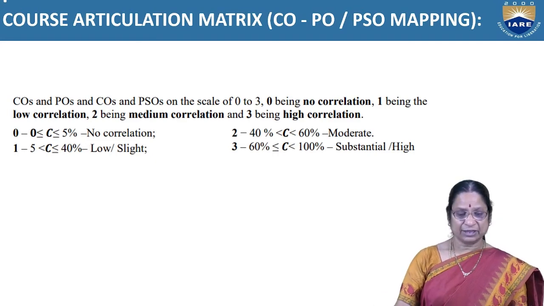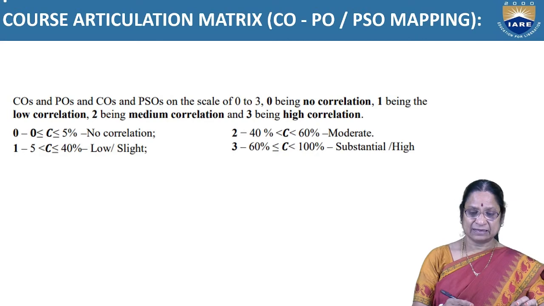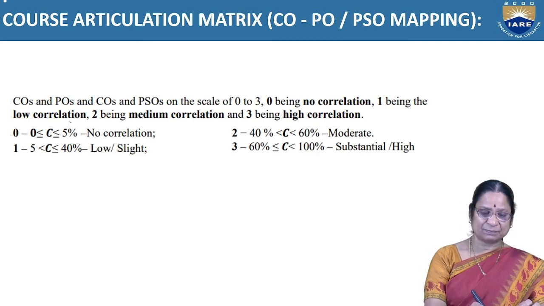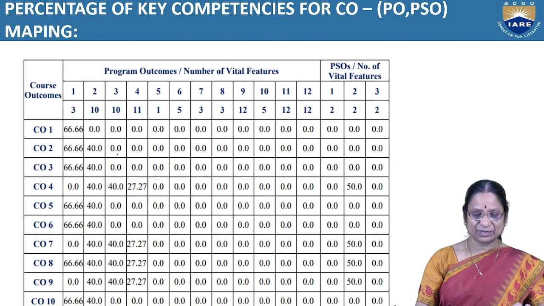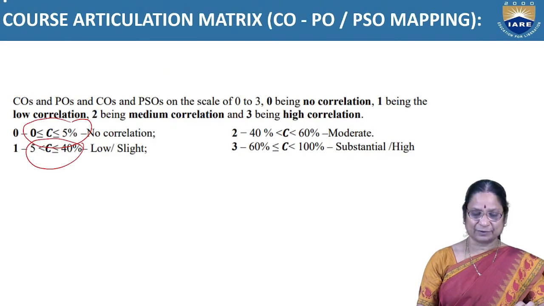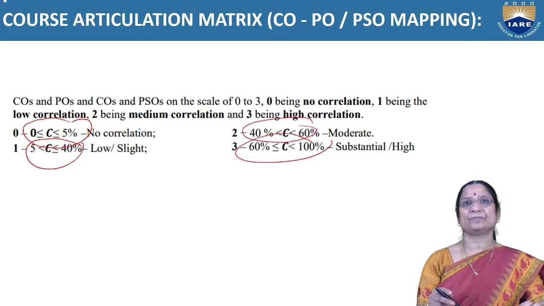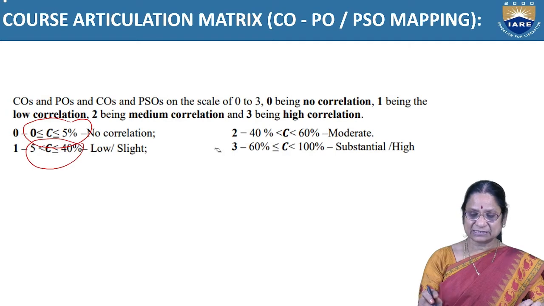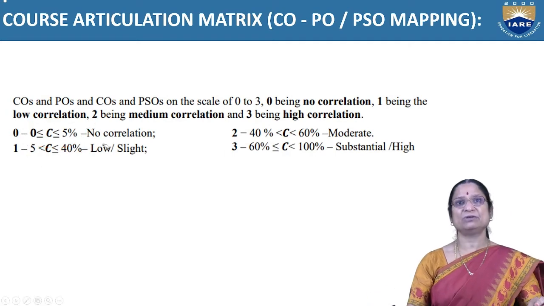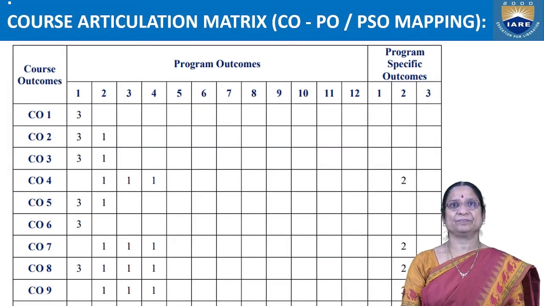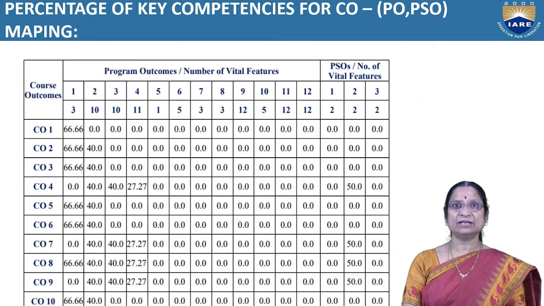So that means if the percentage is between 0 and 5, it is 0. If the percentage is between 5 and 40, previously we calculated, it is 1. 40 to 60, 2. 60 to 100, 3. So based upon these percentages, the respective values are going to be considered. So you observe 60 means 3, 40 means 2, etc.